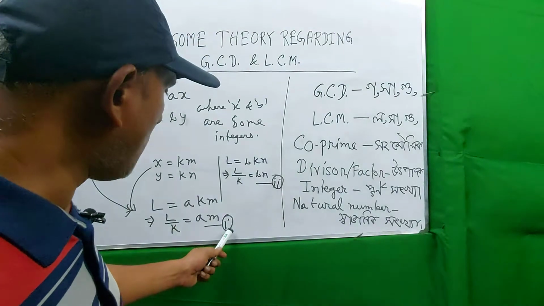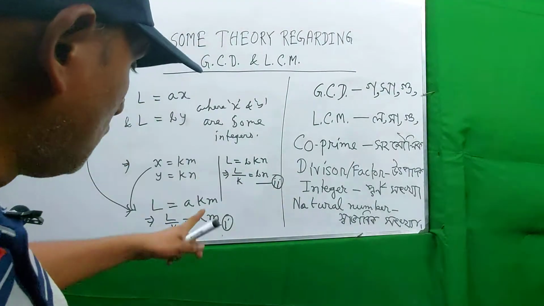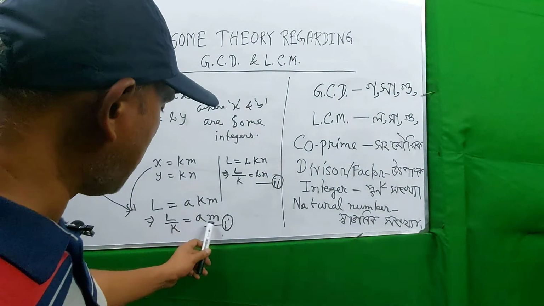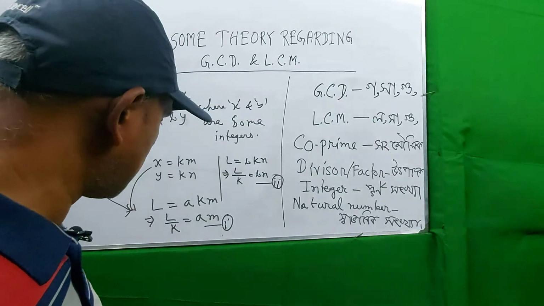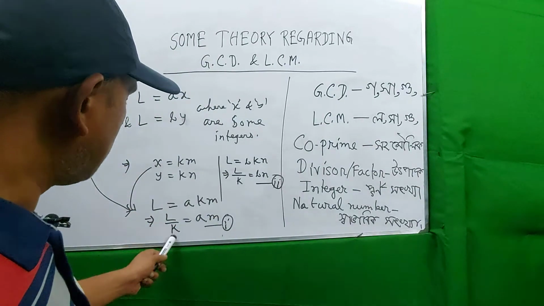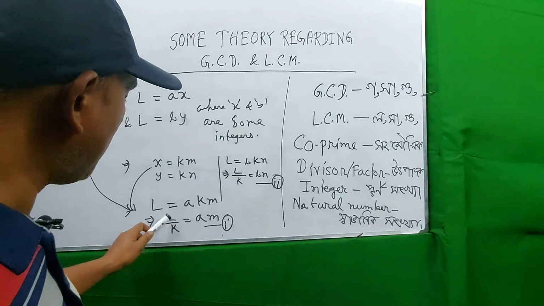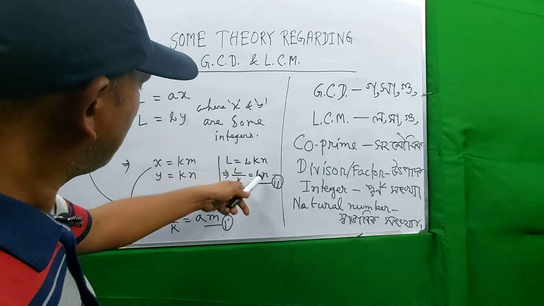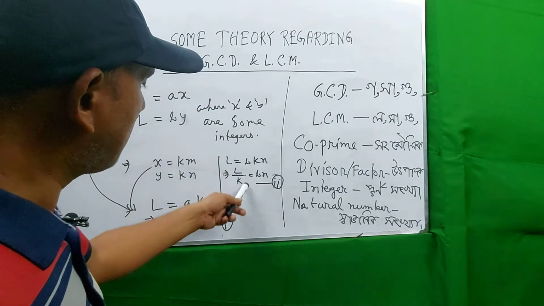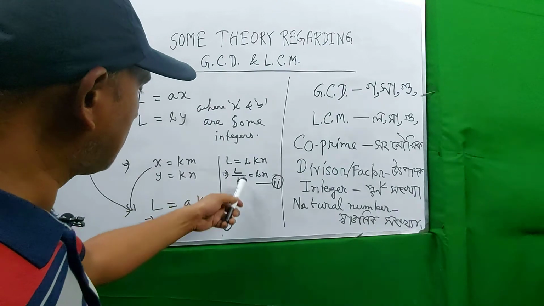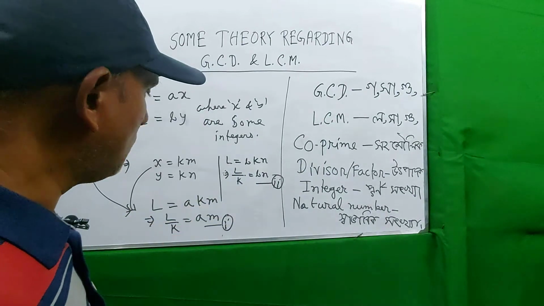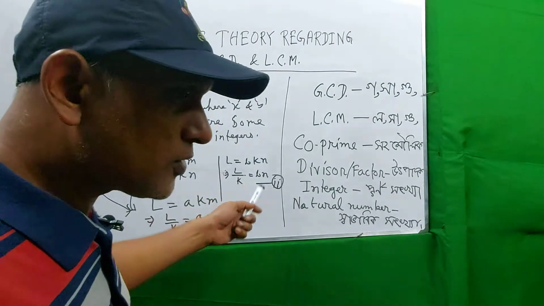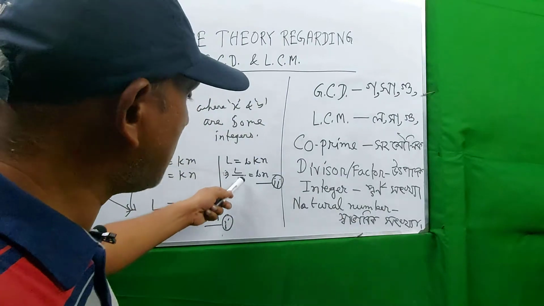Now from equations 1 and 2, look at those two equations. Here the right hand side AM is obviously an integer, so the left hand side of the equation, L by K, is an integer. Similarly, from here also the left hand side is the same number L by K. From 1 and 2 we get that L by K is an integer, and since K is greater than 1, then L by K is less than L.